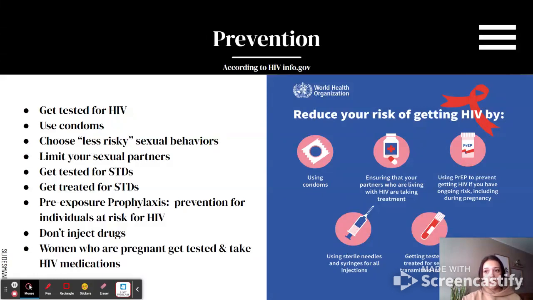PrEP medication includes these two medications that can be taken daily. And if the individual has PrEP in their system while they also contract HIV, it can prevent the HIV from attacking their CD4 cells, and also can prevent it from spreading by 99%. So that is awesome.